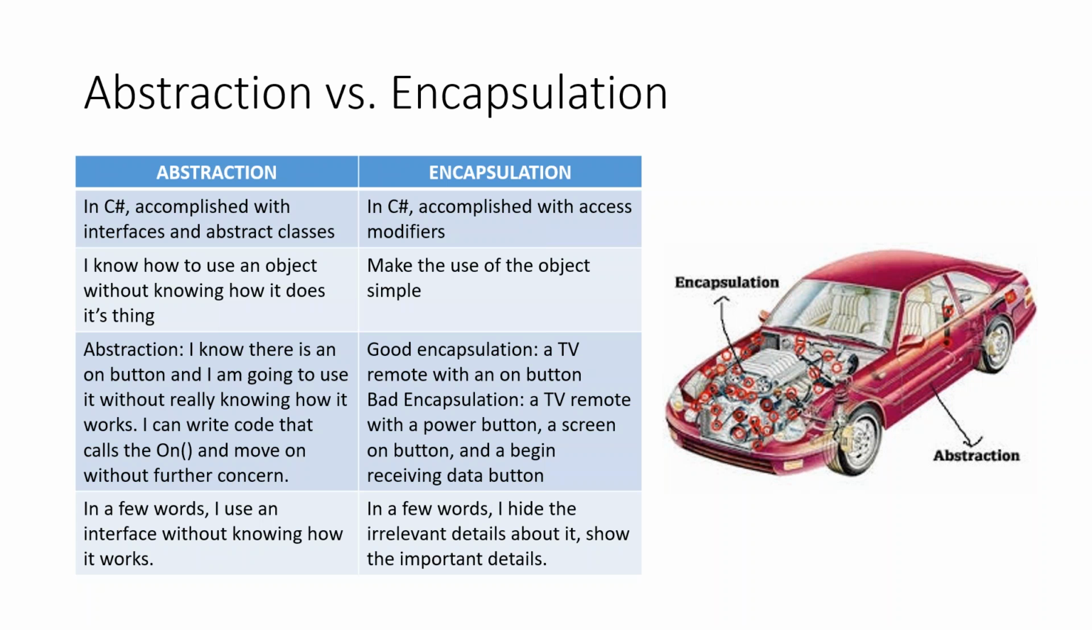Okay, so abstraction, I know how to use an object without knowing how it does its thing. And encapsulation makes it simple, right? So abstraction is I'm working with an abstract idea. Encapsulation is it's easy to work with this thing. Just know that abstraction is I can take an idea, I can work with multiple objects. Encapsulation is I've hidden the unimportant details, I'm protecting my state, and I've only exposed the important details. Does anyone have any questions at this point?